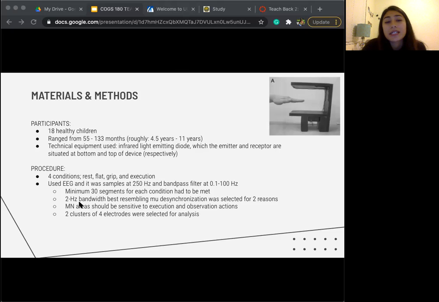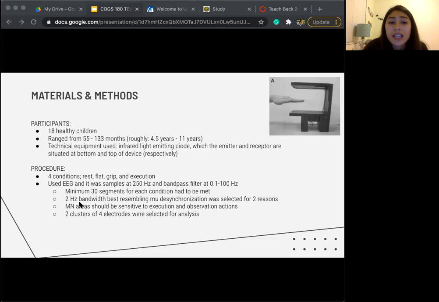For the rest condition, participants remained immobile for 4 minutes watching the technical equipment and nothing really happening. For both the flat and the grip conditions, the participants had to observe the experimenter either move their extended hand towards the equipment or perform the precision grip. For the execution condition, this is where the participants then had to execute this themselves, at their own pace, with precision grips similar to the experimenter in the grip condition.